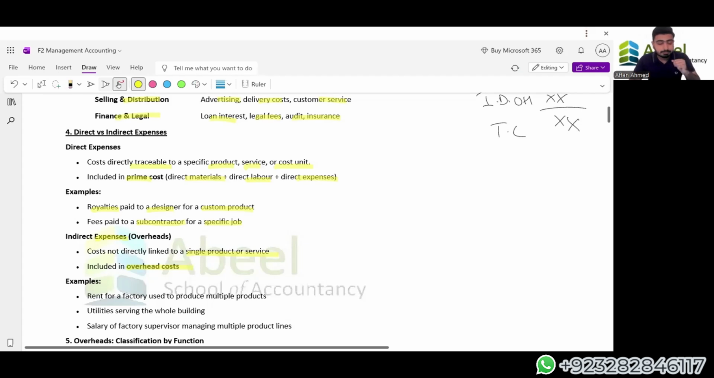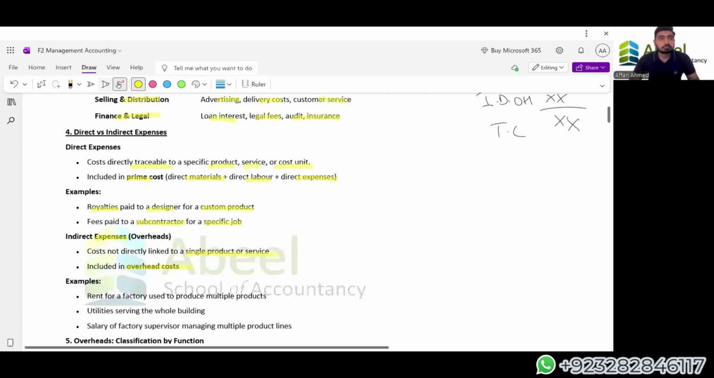Now, understand one thing, that if we have any kind of situation where the traceability will give us a benefit that is lower than the cost of tracing the particular expense, in that situation, we are not going to go for a direct approach, we are going to go for an indirect approach or classify it as an indirect expense. What do I mean by that?